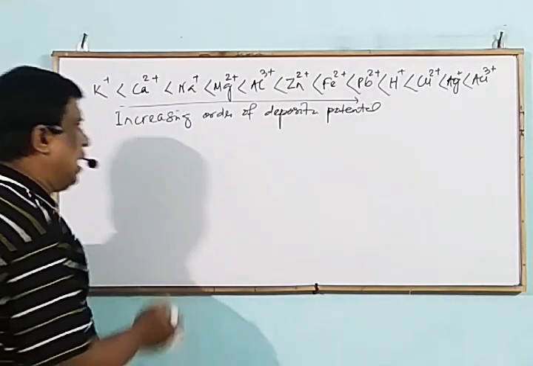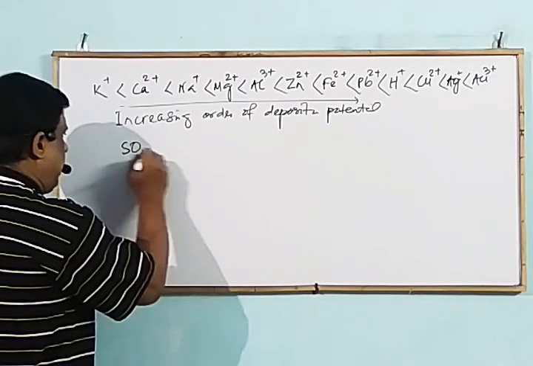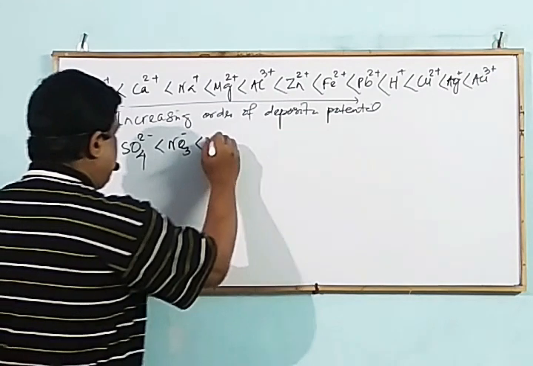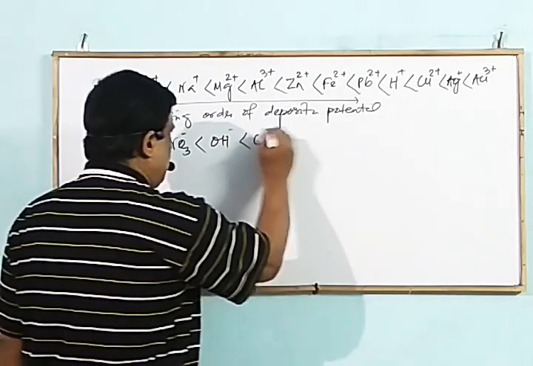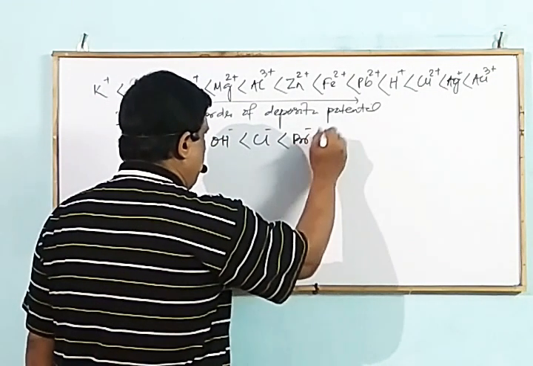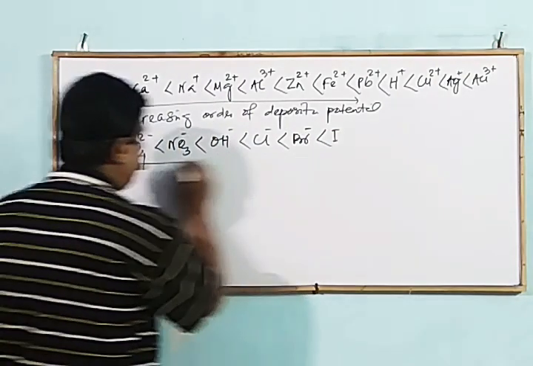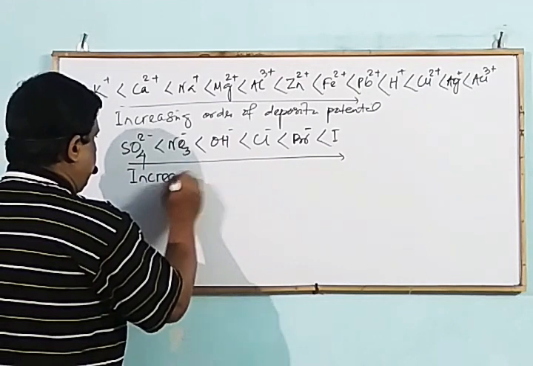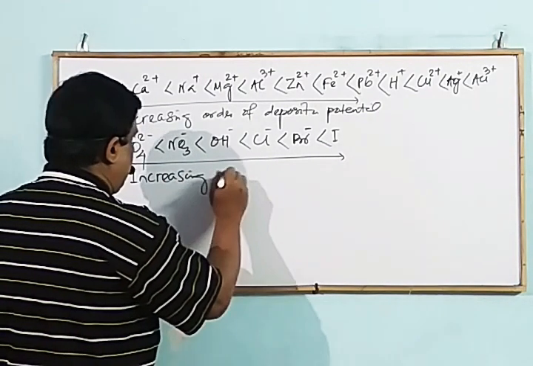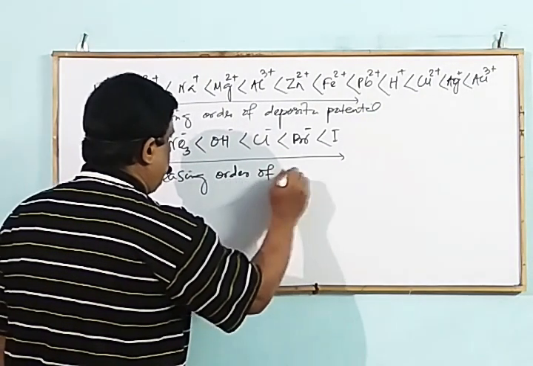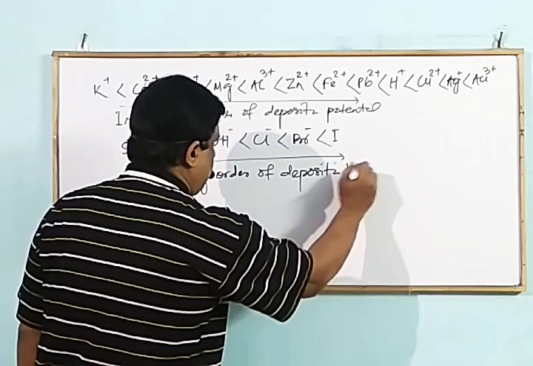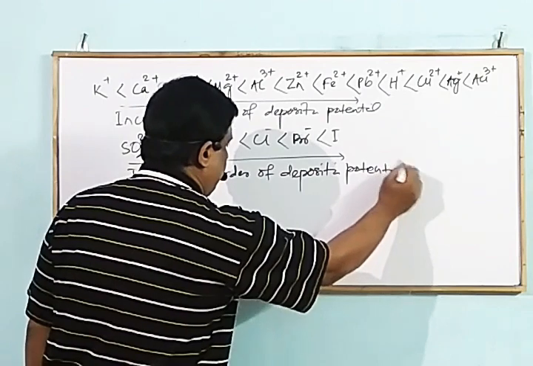Similarly, for anion, that is sulfate, nitrate, hydroxide, chloride, bromide, iodide. This one is the increasing order of deposition potential.